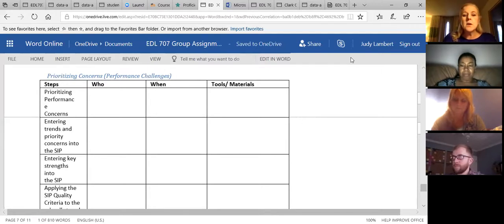Entering key strengths. Well, there was a glimmer of hope with that Louisiana school where they did actually exceed the district and the state on some basic percentage passage. So that's where I would put my strengths. That, I don't know, again, 12%, we were 12% above the state average on the percentage of students with disabilities passing at the basic level. Okay? Applying the SIP quality criteria.